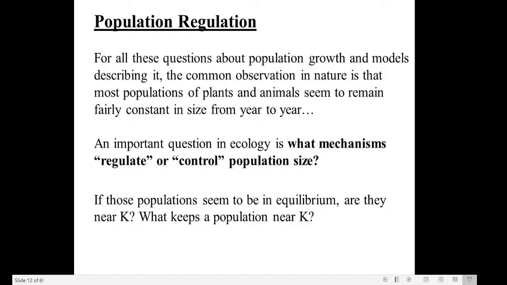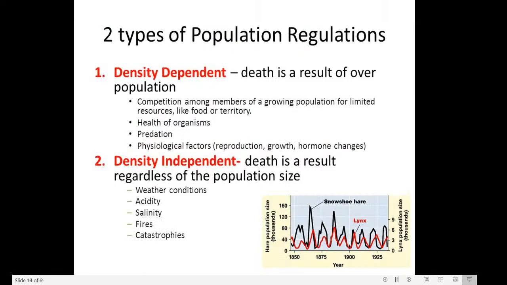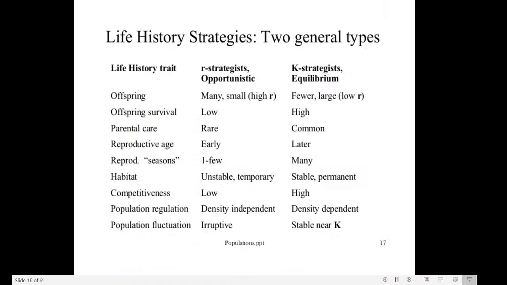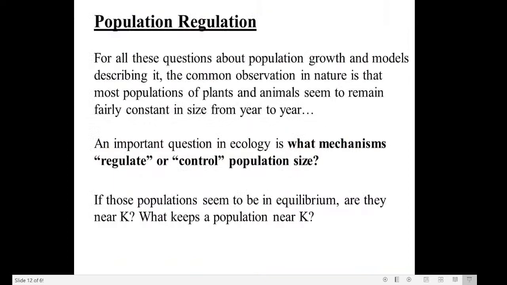Here they provided the example with the curves. This curve is called the K curve and R strategy. This K and R strategy makes a question. So these are the major focus questions. The important question is what mechanism regulates and controls the population. In the 2 mark question also, the basic concept comes from this question. If the population seems to be in equilibrium, it is near K, is it right? Or what keeps the population near K? These are some possible exam questions.